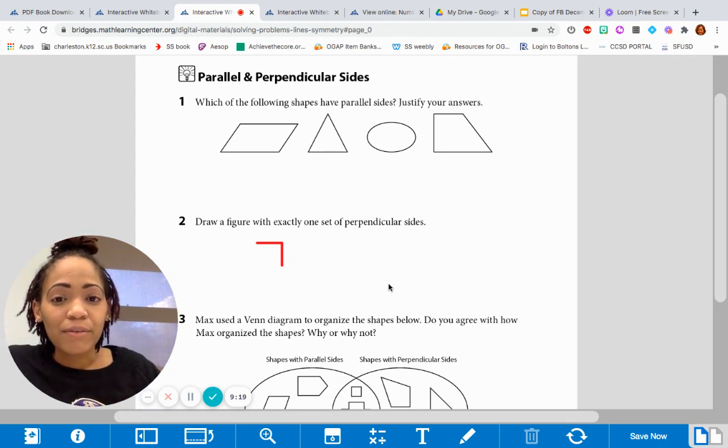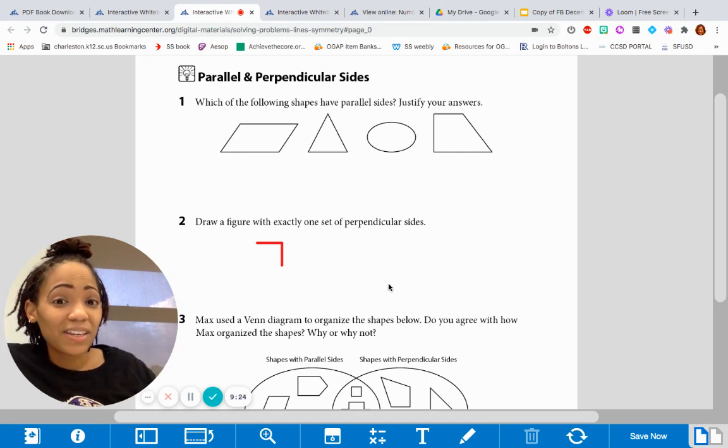So you have the rest of our number corner time to work on this page, and good luck. Just remember, justification.